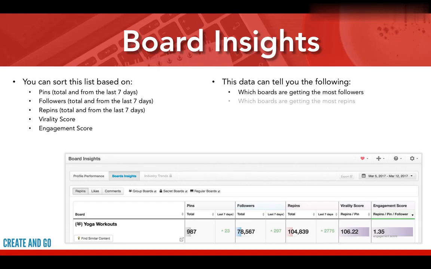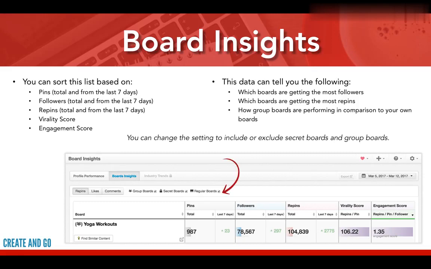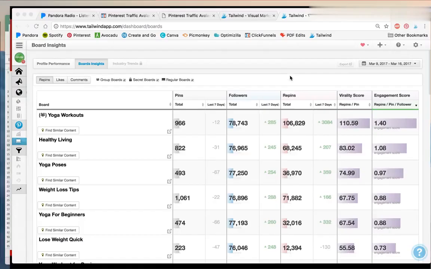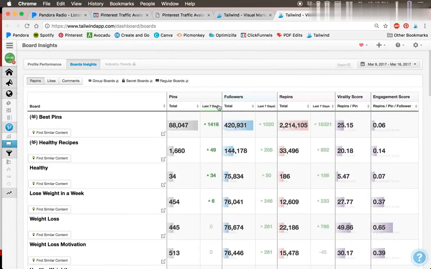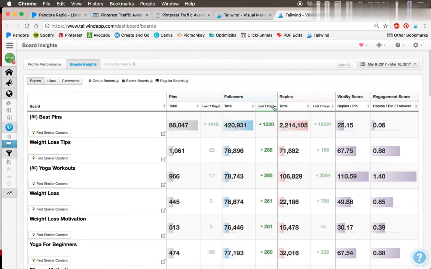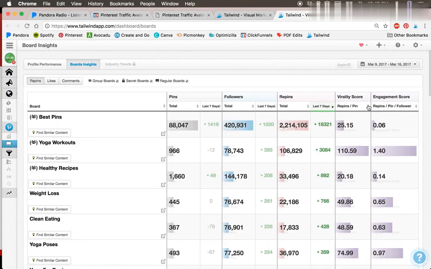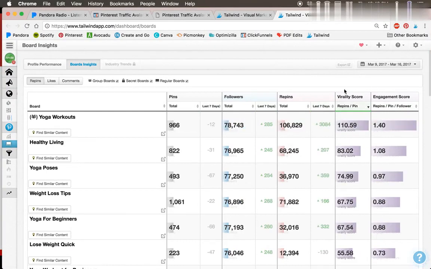Again, which boards are getting the most followers, which boards are getting the most repins, how group boards are performing in comparison to your own boards. And you can change the setting to include or exclude secret boards and group boards right up here in these settings. So let's bounce over. I'm just going to kind of show you guys. See, I can click on these things and it will resort these boards.